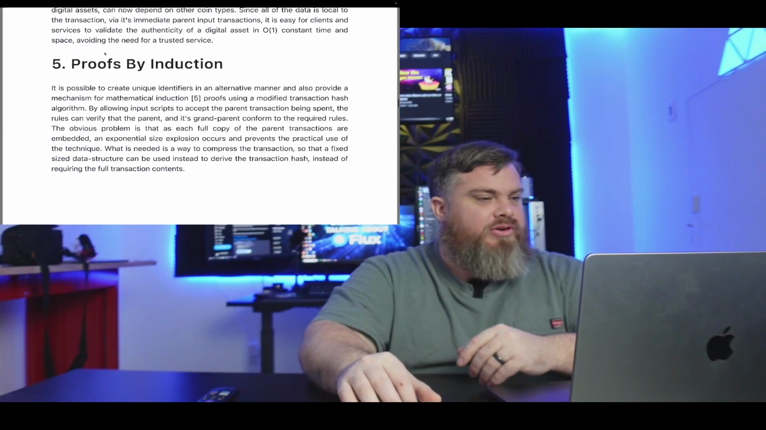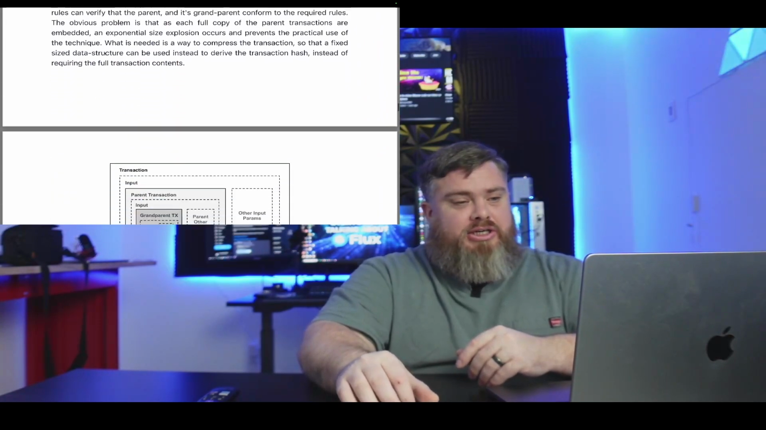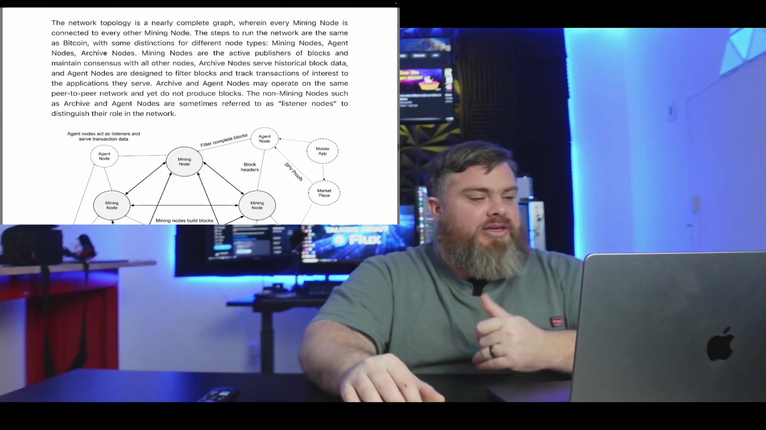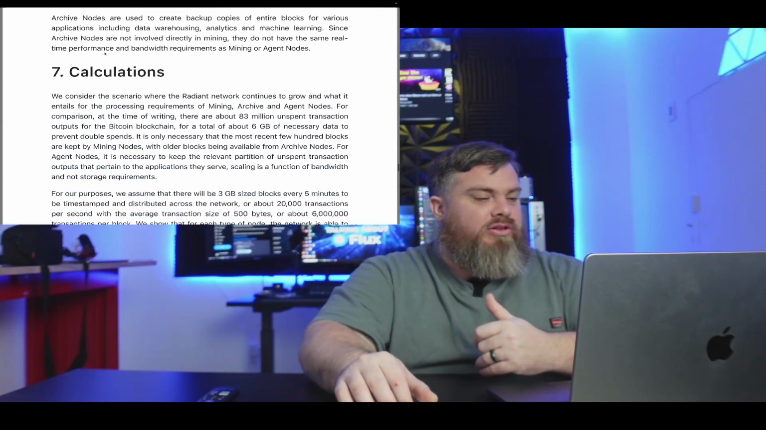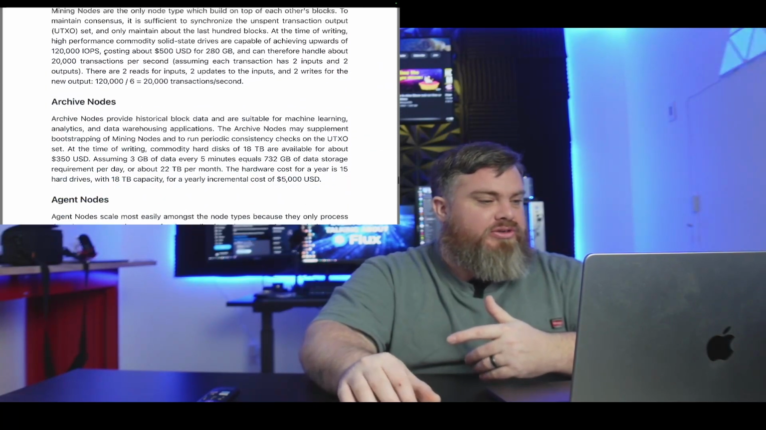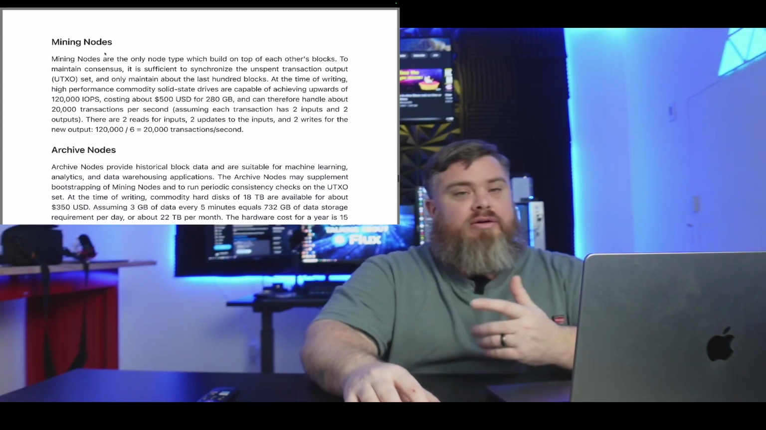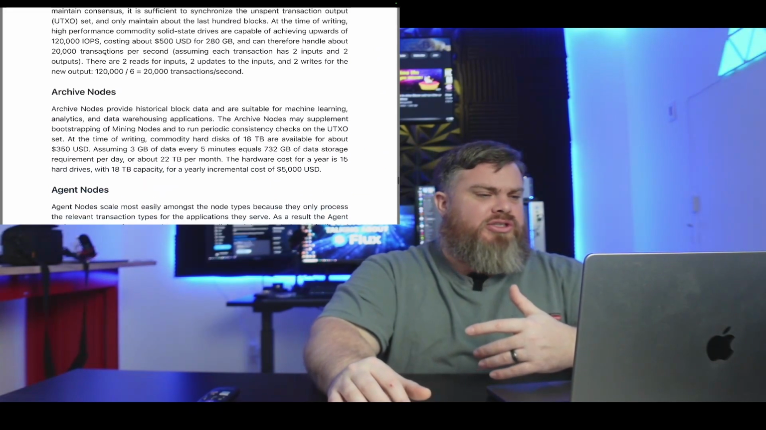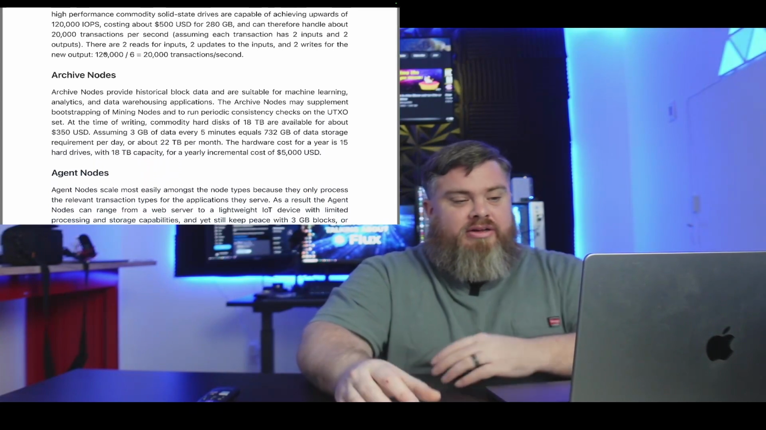It also goes over the proofs by induction and how that works. And then also the network, and then it goes over all of the nodes, the calculations. There's 3 different nodes. There's the mining nodes, which is what we use to make mining pools. And then there's also the archive nodes, which is for historical data.